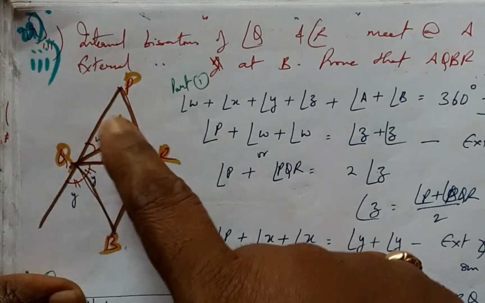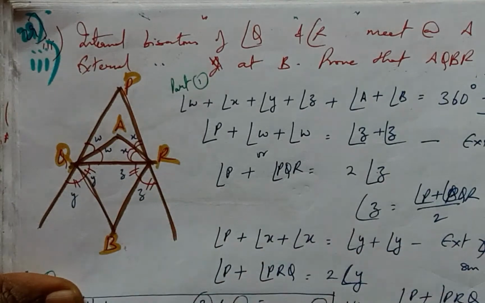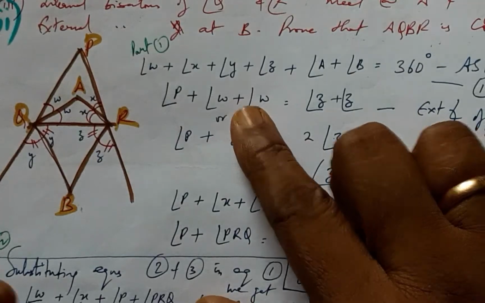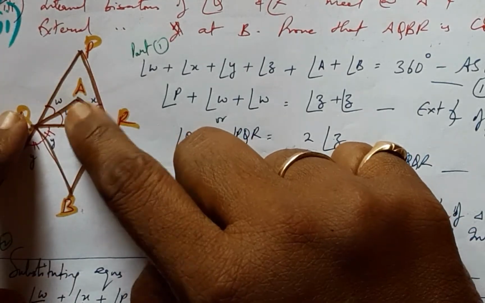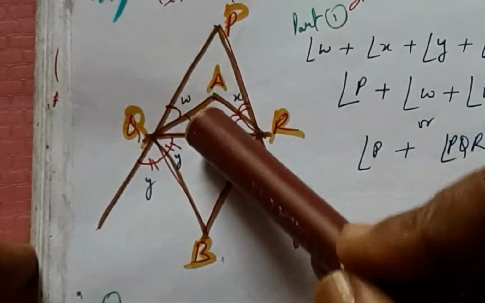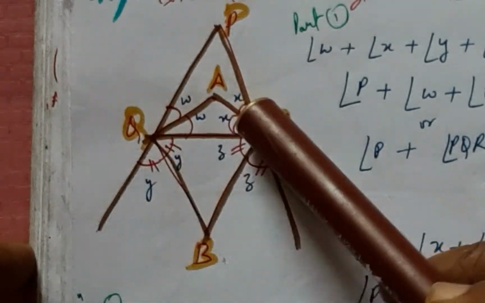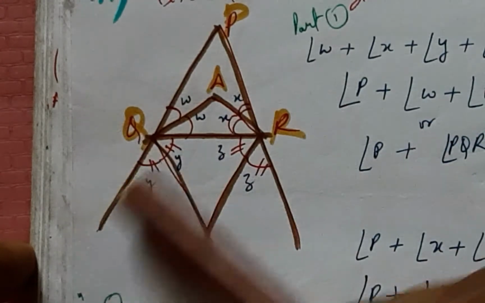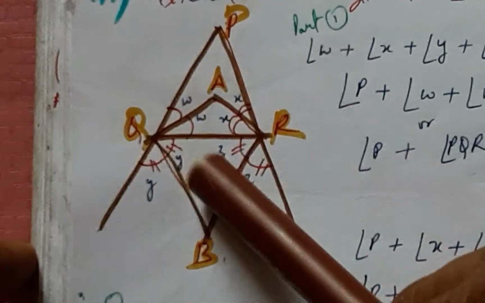Prove that AQBR is a concyclic quadrilateral. Watch out, for AQBR, I have simply named the angles. These being bisectors, I have simply given random names which are equal, indicating that they are equal: Y and Y, Z and Z, X and X, W and W.